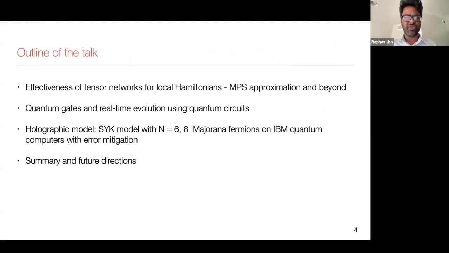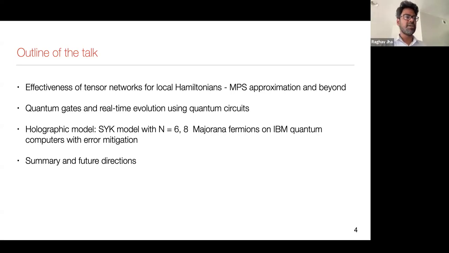So the outline of the talk is this. I'll just flash a couple of slides on the state-of-the-art methods we have right now using classical computers, which are known as tensor networks. And then I'll talk about how we can look at quantum many-body systems using quantum gates and quantum computing, and show you how to do the real-time evolution using quantum circuits, for example. And then I'll explain the SYK model. In that model, you have a parameter called n, which is the number of fermions or Majorana fermions. And I'll show you some results with 6 and 8 fermions on IBM quantum computers.